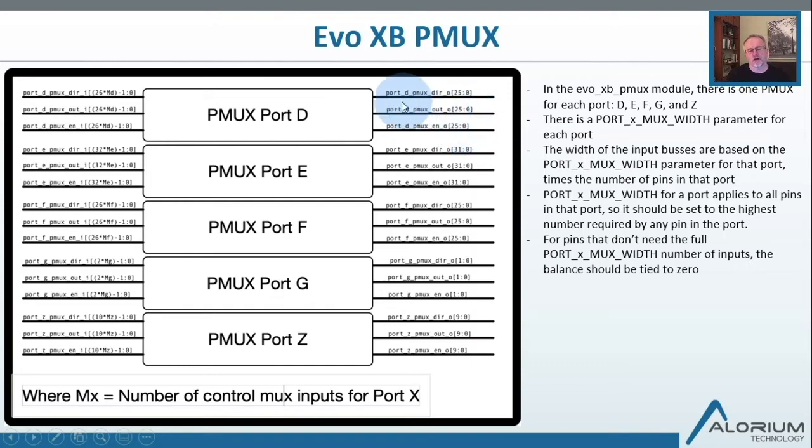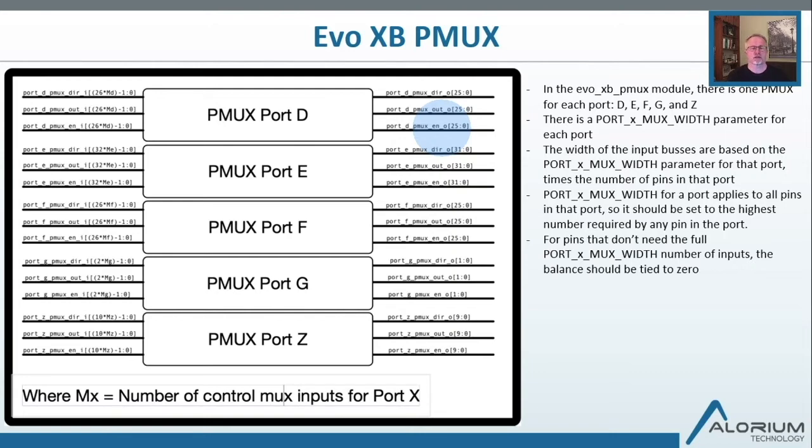Coming out of the right side of these are what I call the triplet buses, the dir, out, and enable buses, each of which is the same width. The way this works with these signals that are going directly to the ports is that if a bit in the enable bus is set, then the corresponding pin in that port will be controlled by the corresponding bits in the dir and out buses.